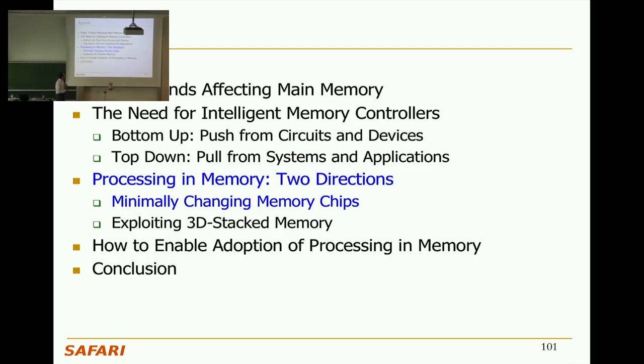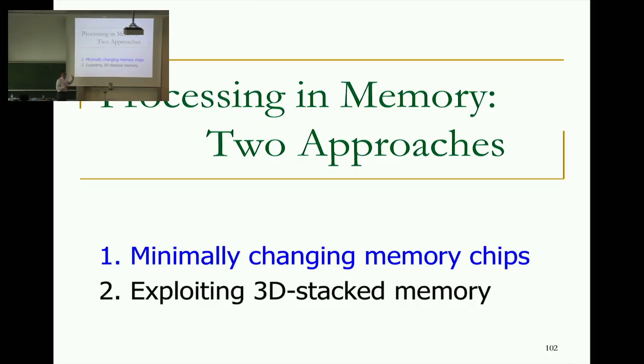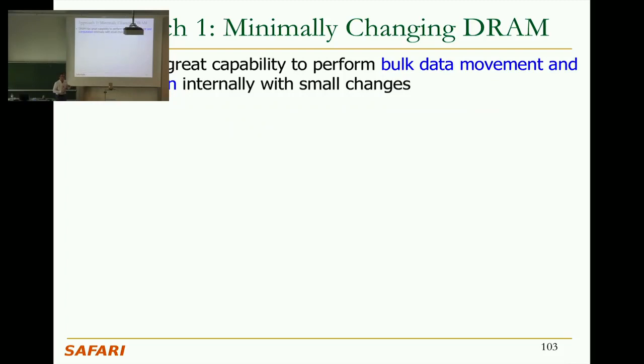That's why we've been looking at two different directions. One, which has surprisingly not been examined as much, is minimally changing memory chips. What can you do to the memory chips minimally such that you can take advantage of what's already in there for computation? Surprisingly, this was not examined as much in the past, so I'm going to start with this. And I'm going to cheat. I'm not even going to talk about computation, I'm going to talk about data movement and computation.